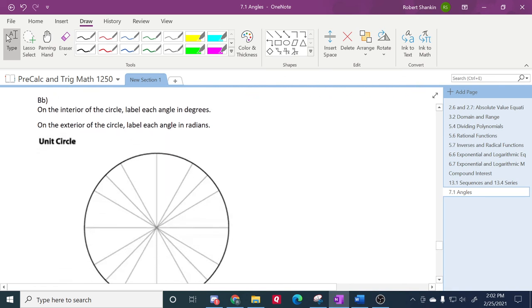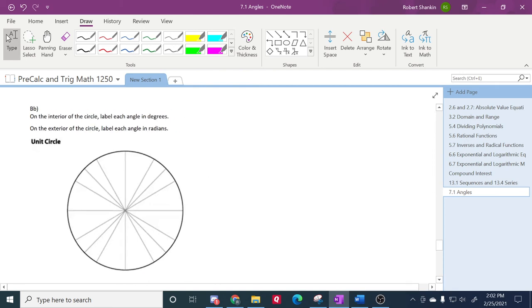On the interior of the circle, we're going to label each angle in degrees. Now, in your homework for 7.1, there's a small worksheet that just has these instructions. It has 2 of these unit circles. Unit means the radius is 1, and it has these directions on it. And so you're going to be asked to do this twice. And you know, if you have a printer, you can print it out, or you could just write it on paper and then take a picture of it like normal homework.